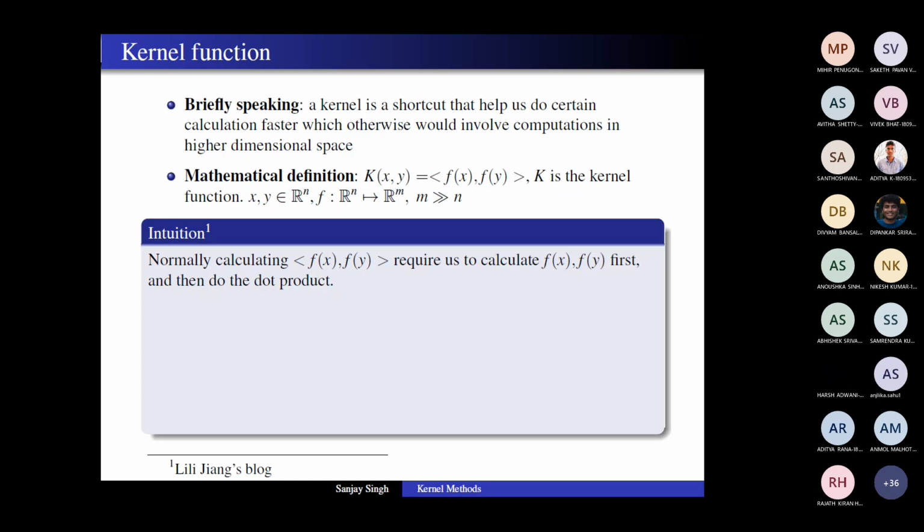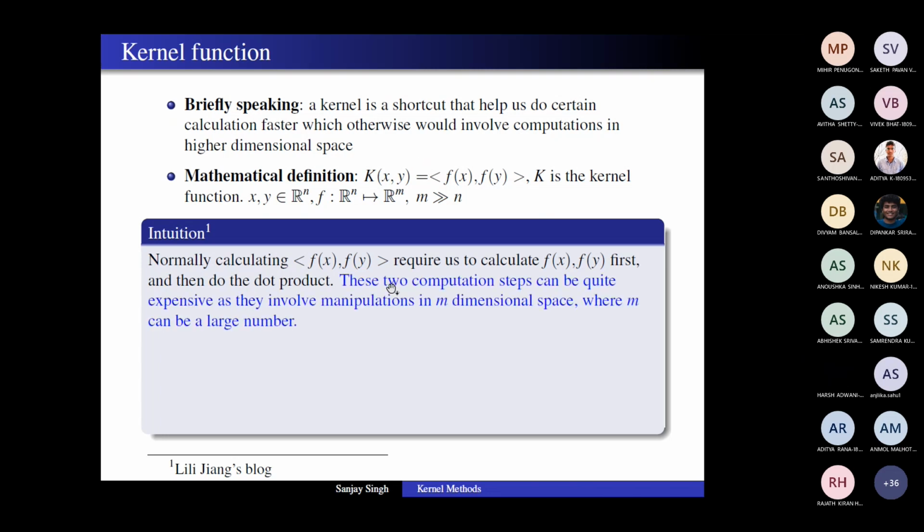So what's the intuition behind this? Normally, when you calculate the inner product of x and y, where m is much larger than n, it requires us to calculate f(x), f(y) first, and then do the dot product. Means x is given to you as a vector, y is given as a vector, so first you compute f of x, f of y, then you compute the inner product. This is what is normally done as a kernel function if you go this way.